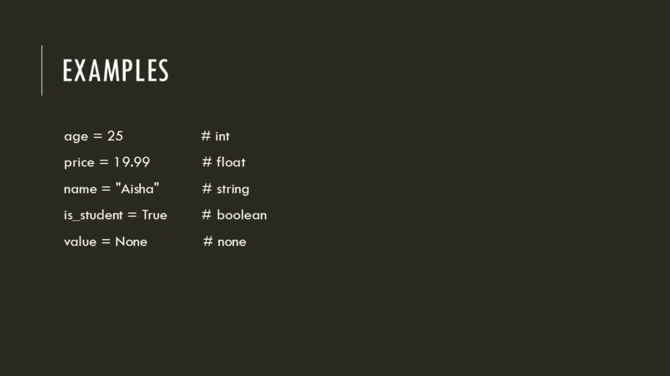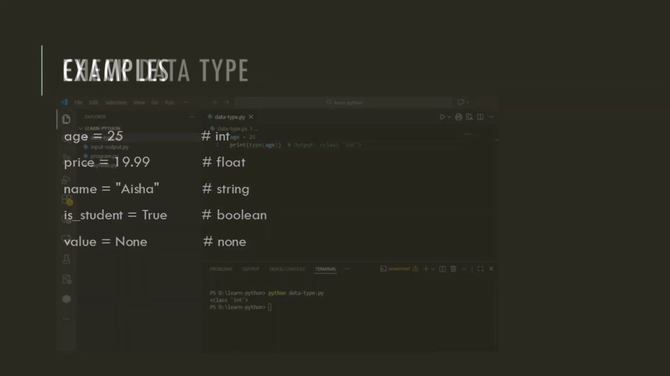Example, age = 25. Here age is an integer data type. price = 19.99. Here price is a float data type. name = "Aisha". Here name is a string data type. is_student = True. Here is_student is a boolean data type. value = None. Here value is a NoneType data type.